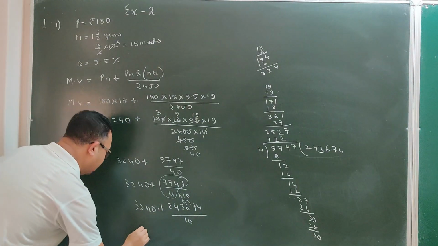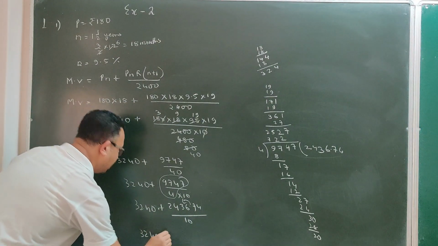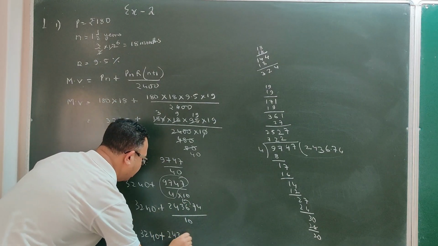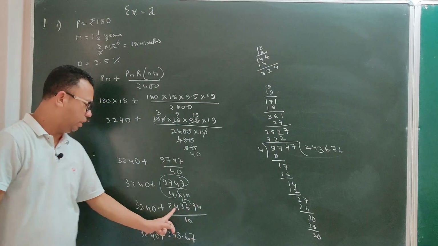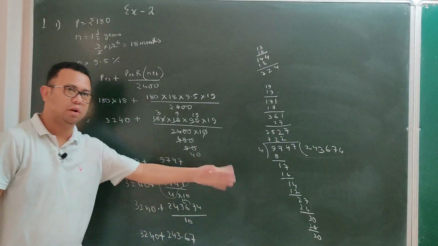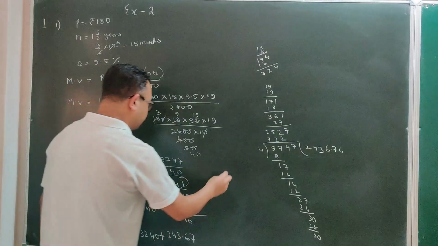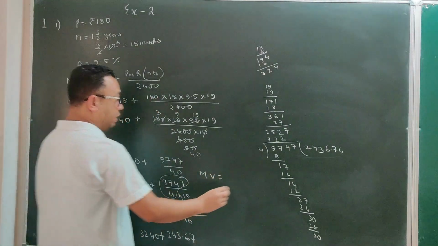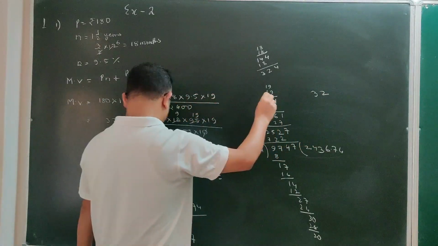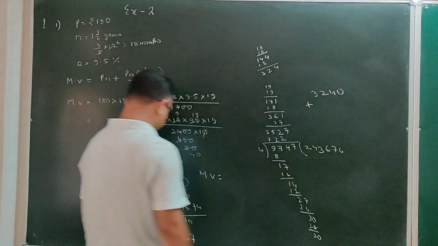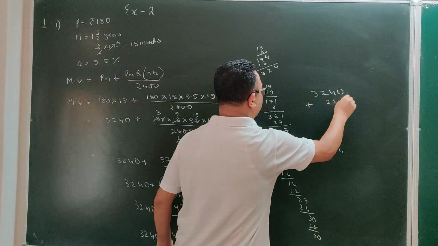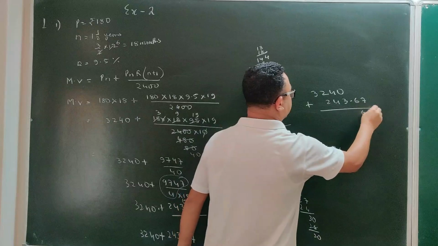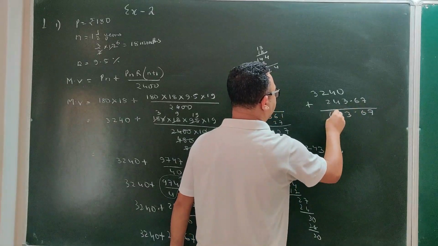So then our maturity value is 3240 plus, if you divide by 10, decimal shift here, it will be 243.67. I'm taking only 2 digits after the decimal, so 6 and 7, the 4 I'm ignoring. Now let's add these two. So your maturity value will be equal to the addition of these two, 3240 plus 243.67.